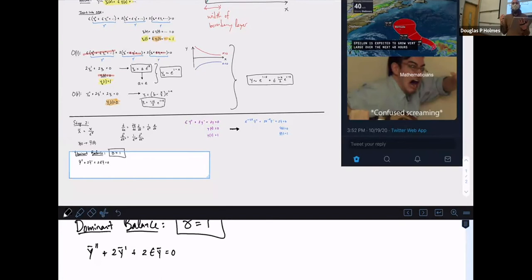I now clearly have a regular perturbation problem. The epsilon is now no longer multiplying the highest order derivative of my equation, and I proceed like a normal regular perturbation problem. It's just that my regular perturbation problem is in a different coordinate system, one in which I've stretched my x-axis depending on the magnitude of epsilon. I've rescaled my x-axis depending on the magnitude of epsilon.